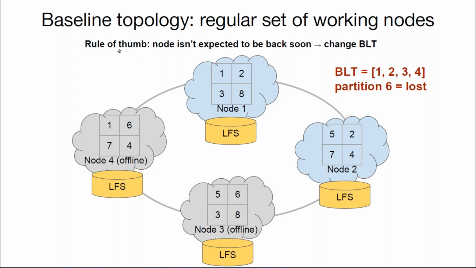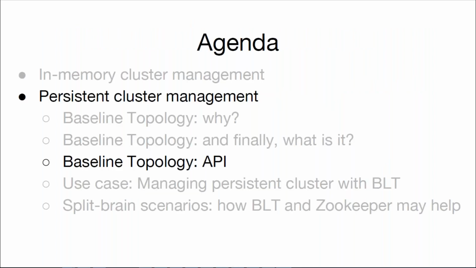So there's a rule of thumb for administrators here. If a node isn't expected to be back soon, then you change the baseline topology manually. If it's just a regular crash and you are able to restart the node immediately, you don't have to do anything, and you won't affect your cluster by rebalancing. But if you understand that your node is offline for a long period, for example, the disk device is out of service for some reason, then you have to change the baseline topology to reassign the partitions and restore the backup factor.